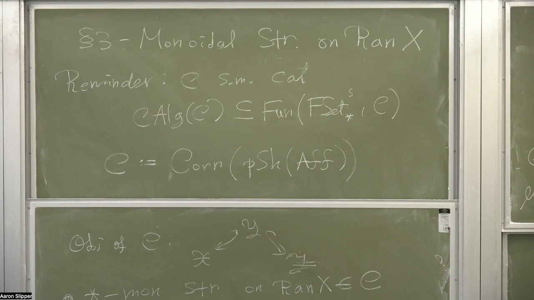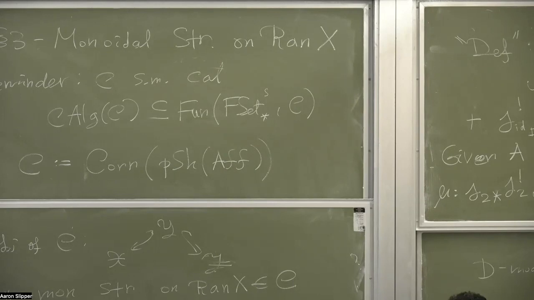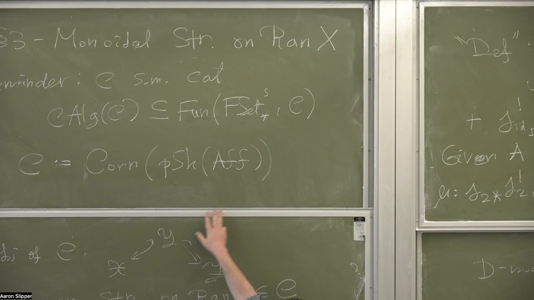Objects of C. Same object of that. So in the category of pre-sheaves on affine schemes, it's just pre-stacks. Those are the objects, but morphisms are going to be correspondences. So the Ran space assigns to an affine scheme the finite subsets of S point of X.